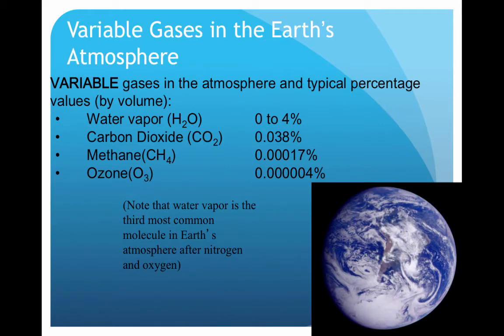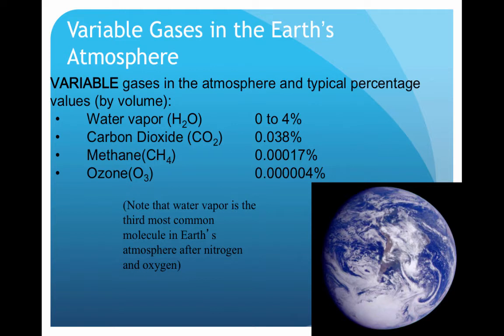Then there are the gases that change over time. Variable, that just means they change. So there's water vapor, carbon dioxide, methane, and ozone. Notice ozone. That's an interesting gas. It's an oxygen, but it's not the one you can breathe. It's three atoms of oxygen bonded together. It makes it a completely different substance. We'll talk more about that later.